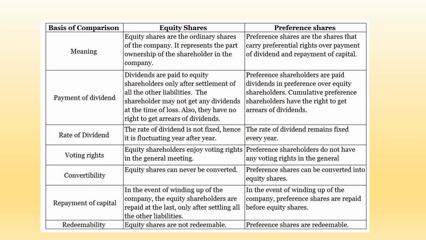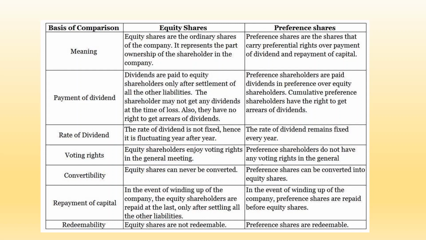Next, the differences. What are the differences between equity shareholders and preference shareholders? Important one, please note this down. First, meaning: equity shares are the ordinary shares of the company. They represent the part ownership of the shareholders in the company. Preference shares are the shares that carry preferential rights over the payment of dividend and repayment of capital. Equity shareholders are the owners, but preference shareholders carry a preferential right. If there is a profit, a certain percentage has to be given to them first, before equity shares.